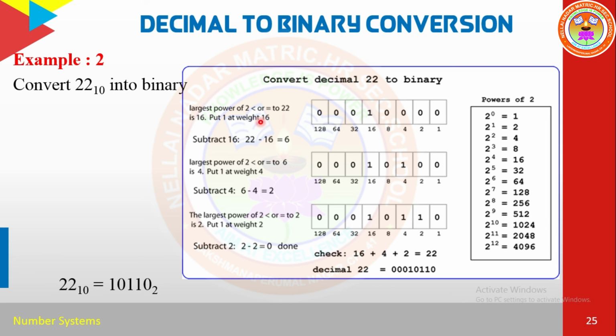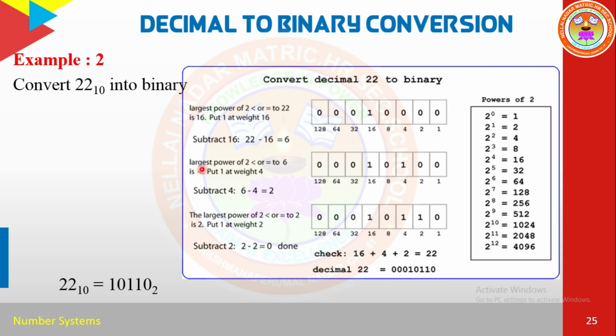So we need a condition, what? One is equal to or less than the given number, 22. So 16 is less than 22, so we have to choose the first value. In that position you can put 1. Now subtract 22 minus 16, how much? The remaining value is 6. So this is the input value of the next step.